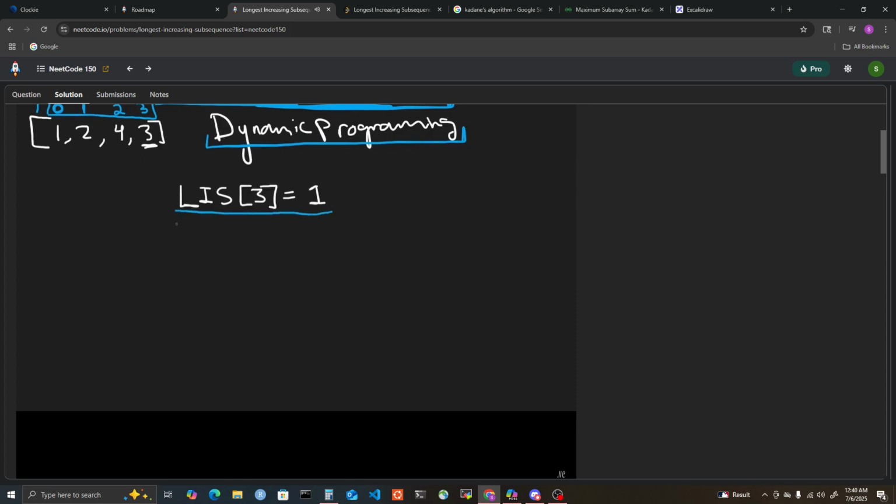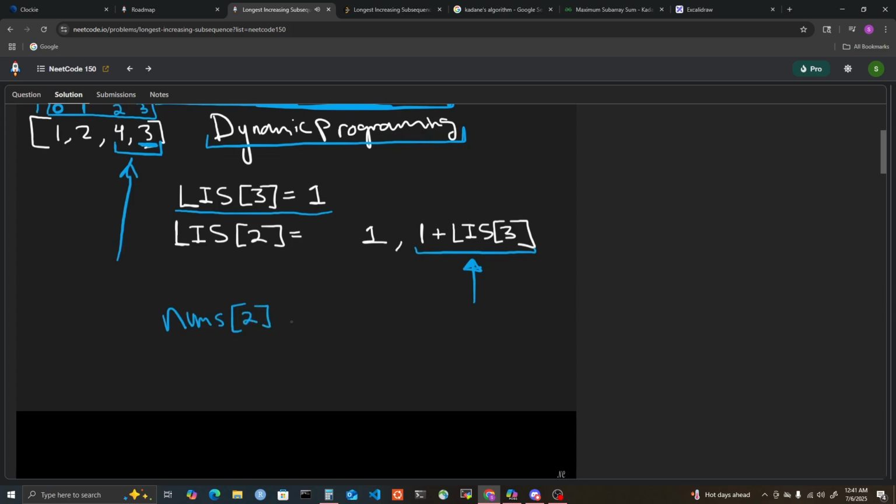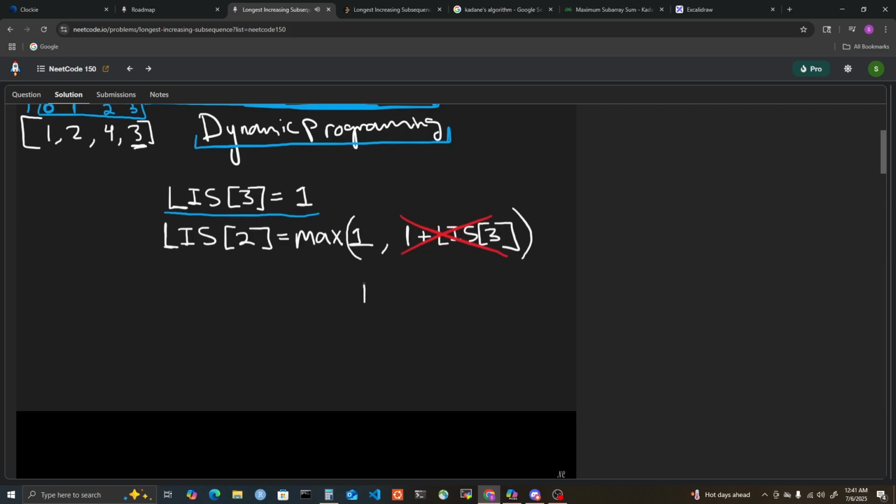That's the max length. Now, how do we get the longest increasing subsequence starting at index 2, which is just 1 shifted to the left? Well, one possibility is just 4 by itself, right? So that's one possibility. It could just be 1, or it could be 1 plus the longest increasing subsequence starting at position 3. But we're only allowed to do this if the value nums at index 2, which we know is 4, is less than nums at index 3, which we know is 3. Is this true? This is not true. So we are not allowed to do this. So normally we would take the max of these two values, but the condition does not hold, so we only have one choice, 1. So the LIS of this is going to be 1. I'll put it over here like in the corner.